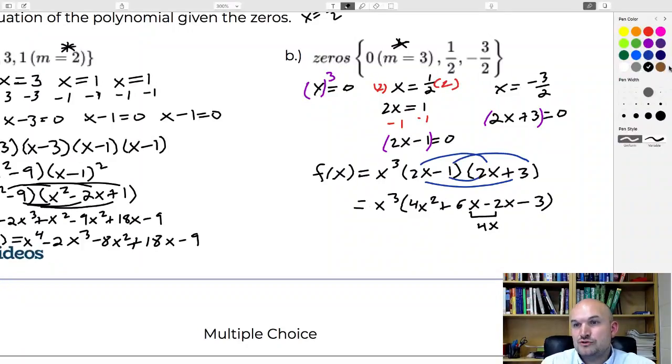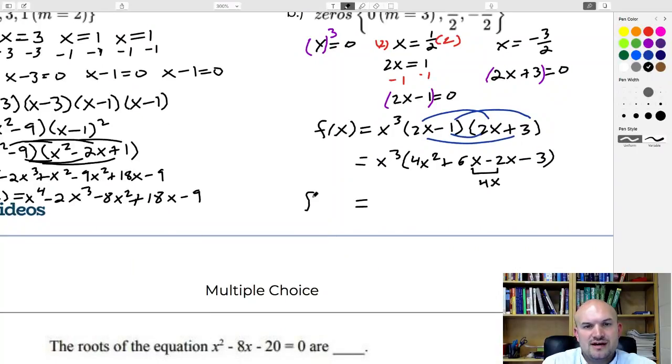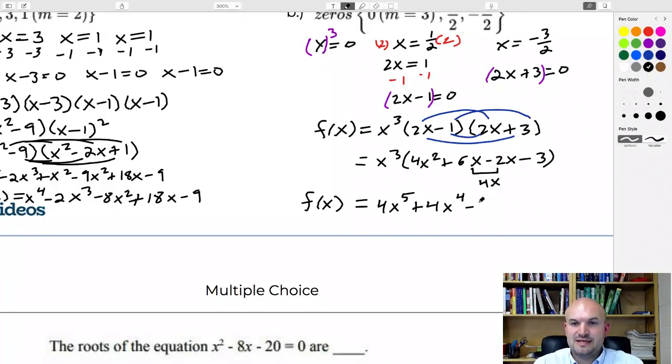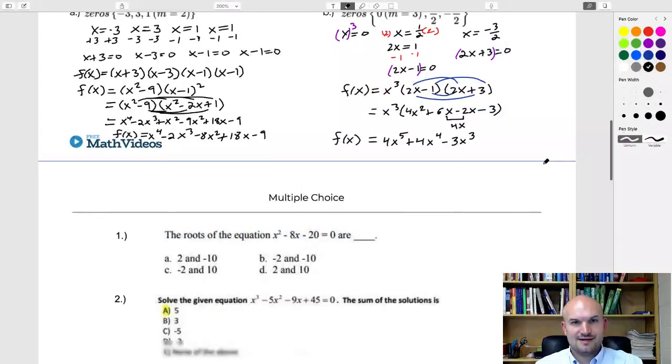And then now I'm just going to multiply my x cubed times everything. So I have f of x equals, let's see, x cubed times 4x squared is going to be a 4x to the 5th. x cubed times 4x is going to be a positive 4x to the 4th. And then x cubed times negative 3 is going to be a negative 3x cubed. Whew! A lot of math going on here.